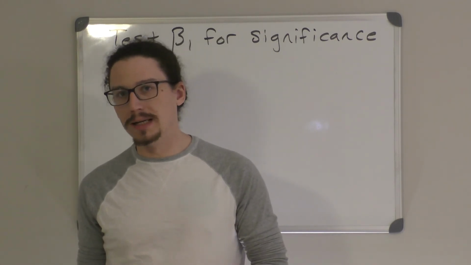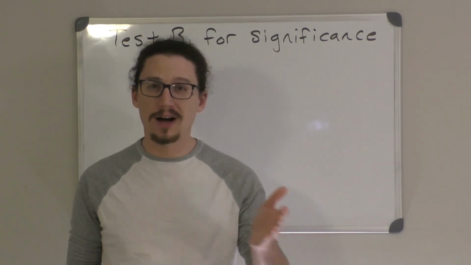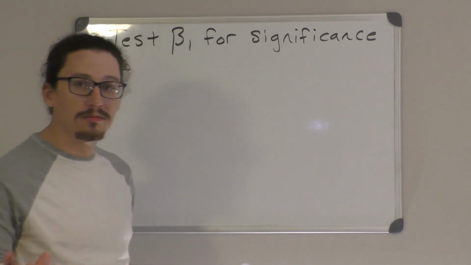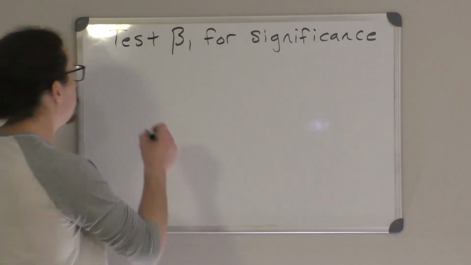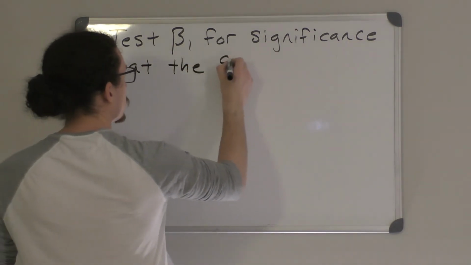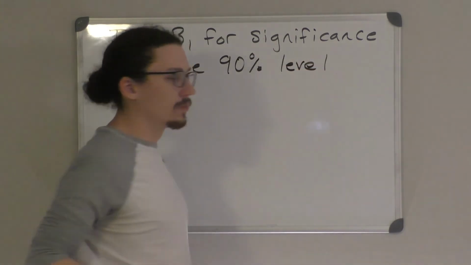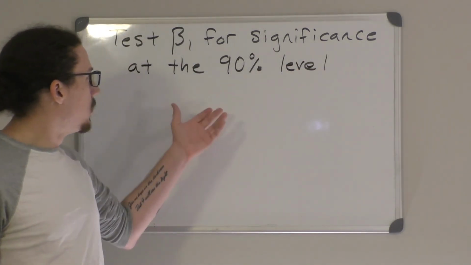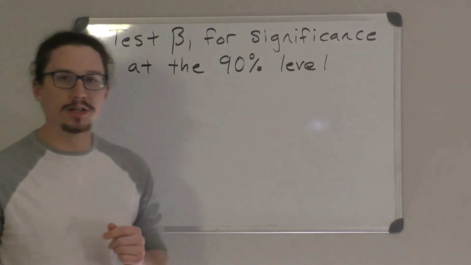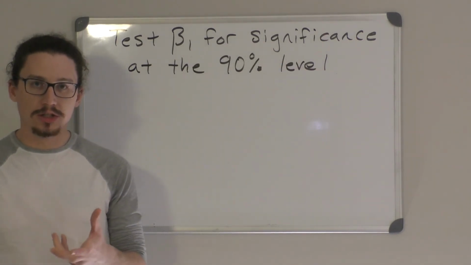So maybe we want to check one of the other commonly used confidence levels. We wouldn't want to do 99% because if we failed to reject at 95, we're going to fail to reject at 99. So we might want to try 90, see if that does anything for us. So we're going to test beta 1 for significance at the 90% level. Let's go ahead and get started.